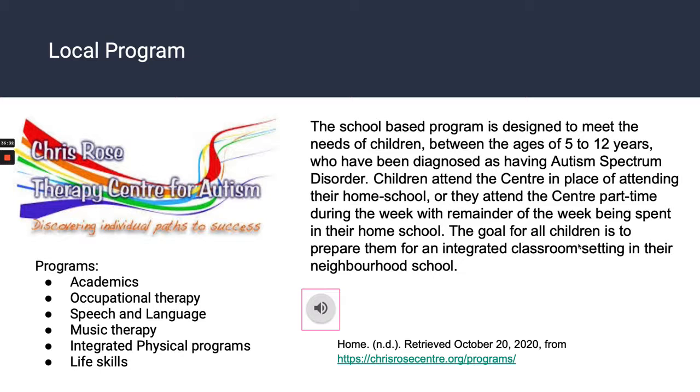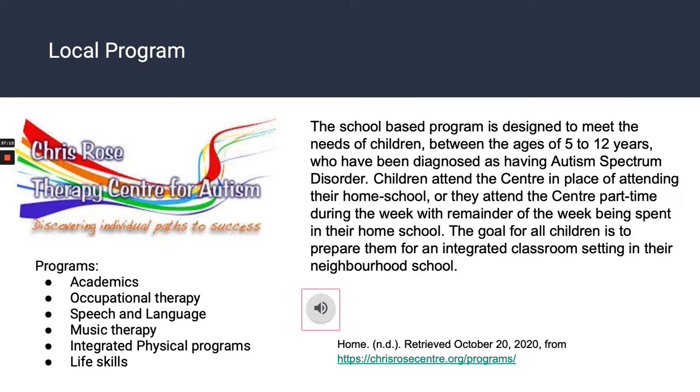A local program that's available is at the Chris Rose Therapy Center for Autism. The school-based program is designed to meet the needs of children between the ages of 5 to 12 years who have been diagnosed as having autism spectrum disorder, ASD. Children attend the center in place of attending their home school, or they attend the center part-time during the week, with the remainder of the week being spent in their home school. The goal for all children is to prepare them for an integrated classroom setting in their neighborhood school.